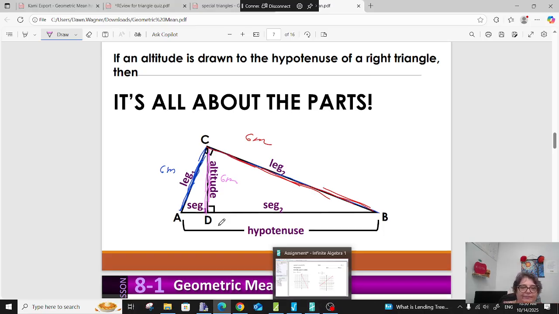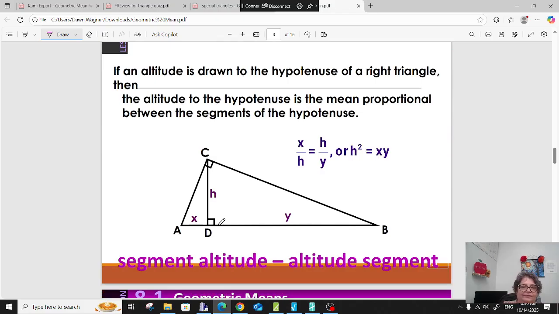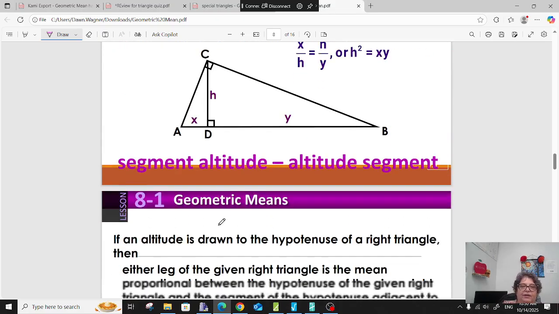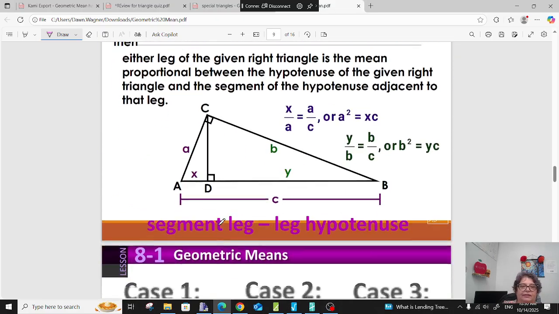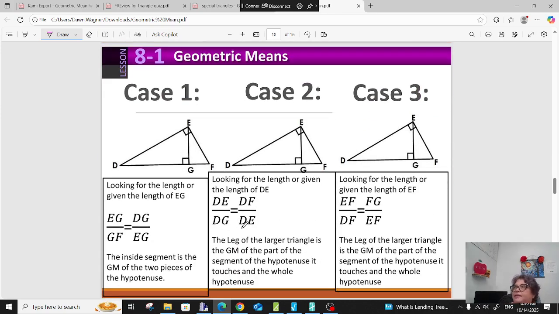Okay, so now I'm going to go to this slide. This is the best slide of them all, okay? This one is if I was taking my test and I had a geometric mean problem, I would pull out this slide. And now, if you have highlighters in your bag or colored pencils, now would be a good time to pull them out. If you need colored pencils, I have a big box of them over there.